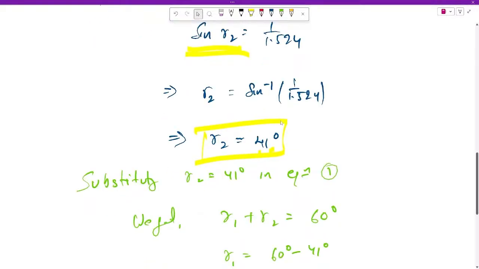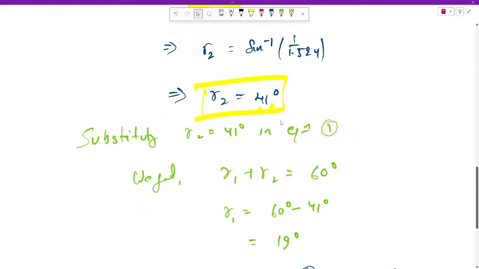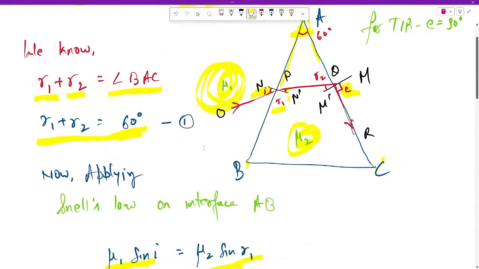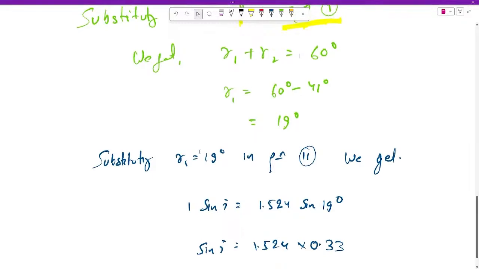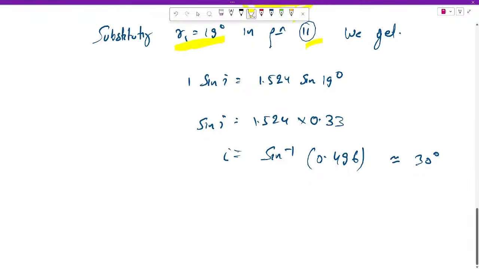Now substituting this value, R2 equals 41 degrees, in equation number 1, that was R1 plus R2 equals 60 degrees, we will get the value of R1 as 19 degrees. Now substituting this value of R1 as 19 degrees in equation number 2, we will get the value of I. So solving for the value of I, we will get I as 30 degrees. Thus for the angle of incidence of 30 degrees, we will get total internal reflection on the second face of the prism.